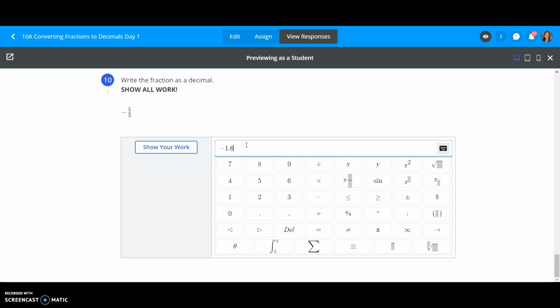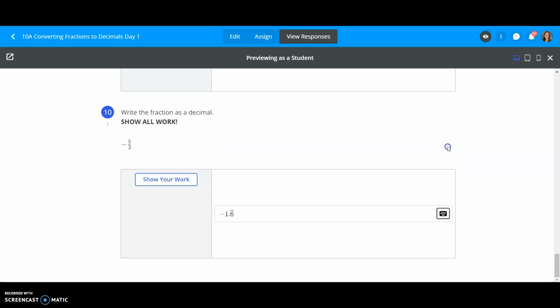So if you think this answer is negative 1.6 repeating and you want to type it in, all you have to do is put the negative 1.6, but instead of typing in the 6, push this button right here to put the repeating bar, and then throw the 6 underneath it. So here would be, if you have a repeating decimal, this is how we type our answer, and spoiler alert, this is your answer for question number 10.